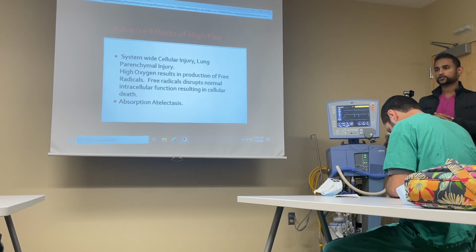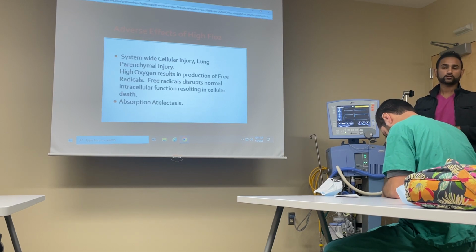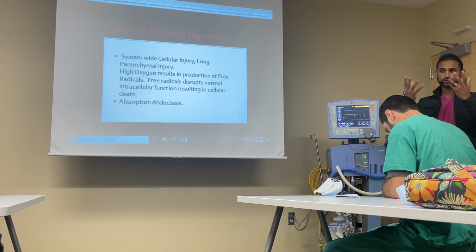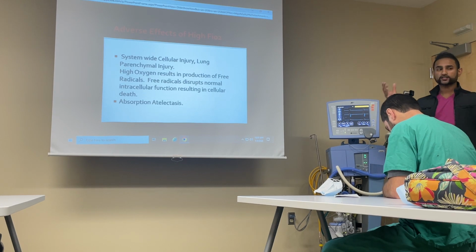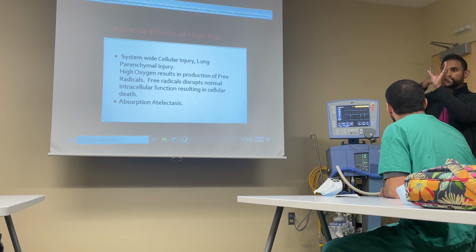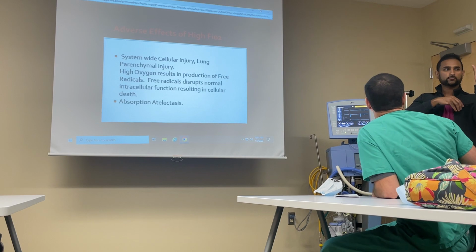Does pure oxygen have nitrogen in it? No. So if I keep it at 100% pure oxygen, remember the absorption capabilities of oxygen? It quickly absorbs in normal lungs, and he can get atelectasis. If I'm getting pure oxygen and absorbing quickly, do you think I can keep my alveoli open?